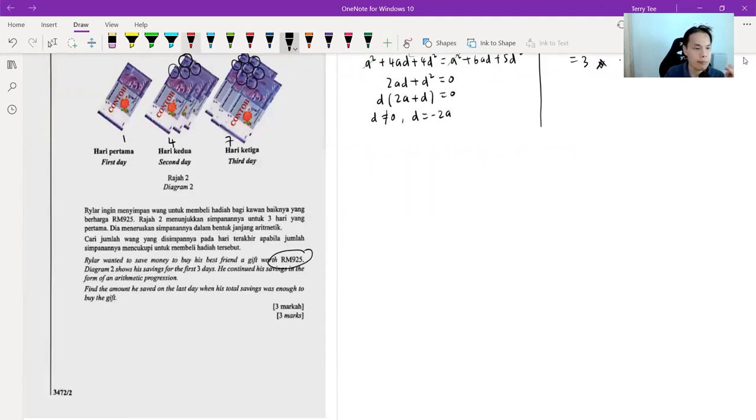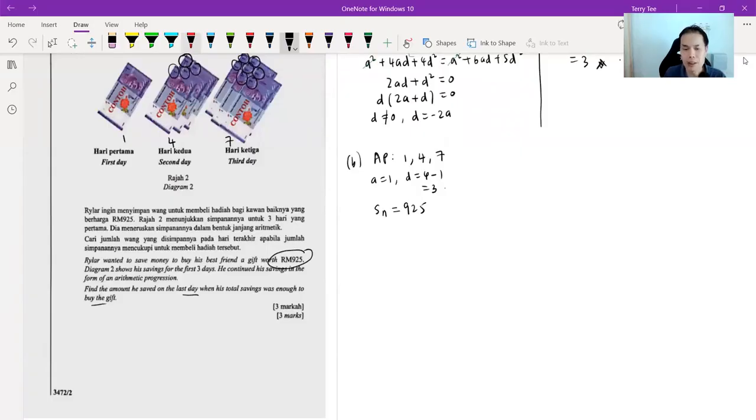So you want to find the amount he saved on the last day when his total saving was enough to buy the gift. Okay, so this is a case of arithmetic progression where your first term is 1, second term is 4, third term is 7. Your a is 1, common difference is 4 minus 1, which gives us 3. So what we want is the amount on the last day, when his total saving is sufficient. But we don't know what your n is, right? We know Sn is 925.